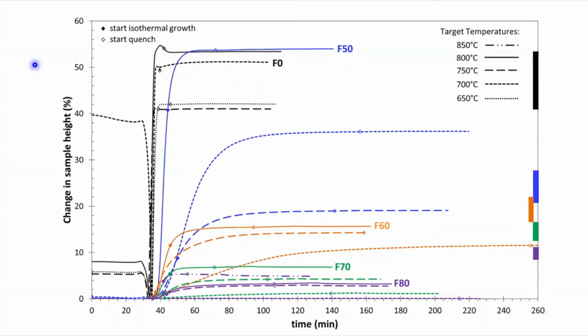This is the raw data from the parallel plate showing sample inflation with time. Each color and F number corresponds to crystal fraction in volume percent. To begin, we use the crystal-free sample F0 as a benchmark for vesiculation, undampened by crystals, which vertically expanded about 40 to 50% of its minimum height.